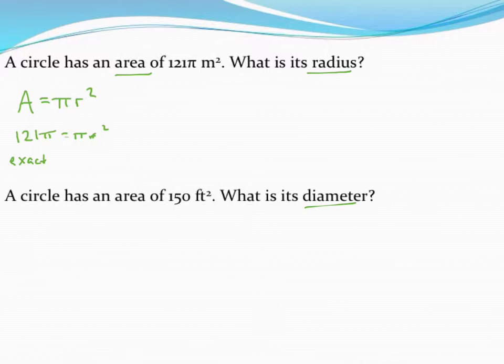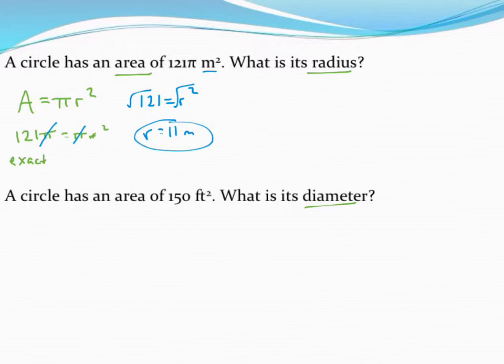When I divide both sides by pi, it'll just cancel out, leaving behind an equation that says 121 is equal to the radius squared. If I finish this problem by taking the square root of both sides, I get a radius of 11, and checking my units, it looks like I'm working with meters. So my radius is going to be 11 meters in this case.